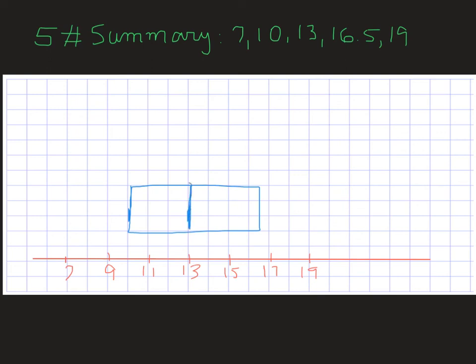Now I'm gonna mark the minimum number, which is 7, and extend the whisker from the box to the minimum value of 7. The other whisker goes from the box to the value of 19, the maximum value. So from the box to the value of 19, I also extend my other whisker. So here is the sketch of the box plot for the given data set in this example. Let me finish by adding labels to the 5-number summary.